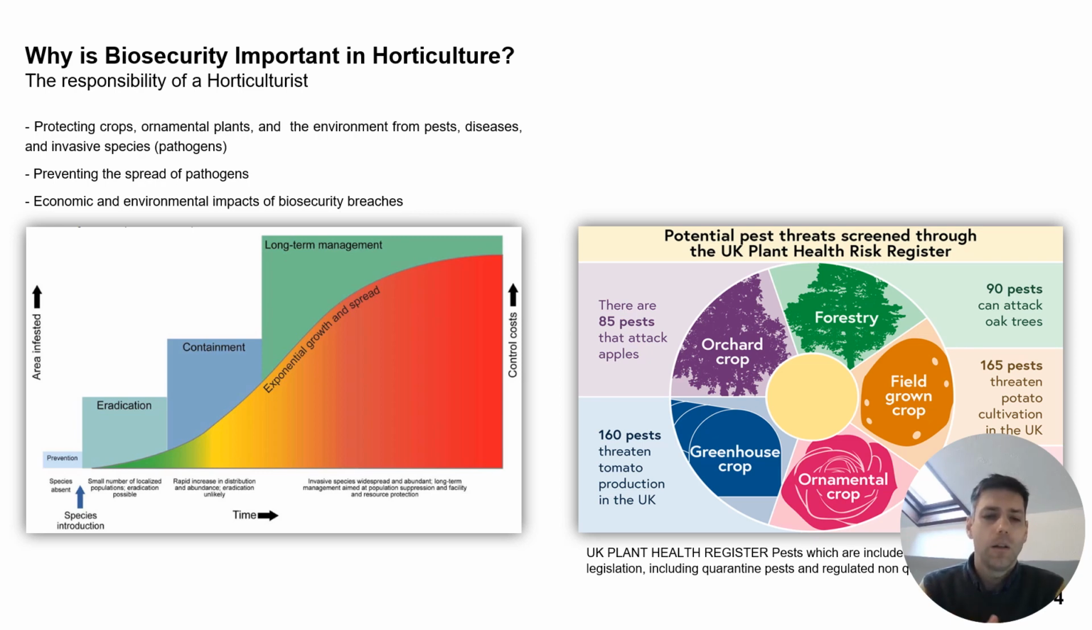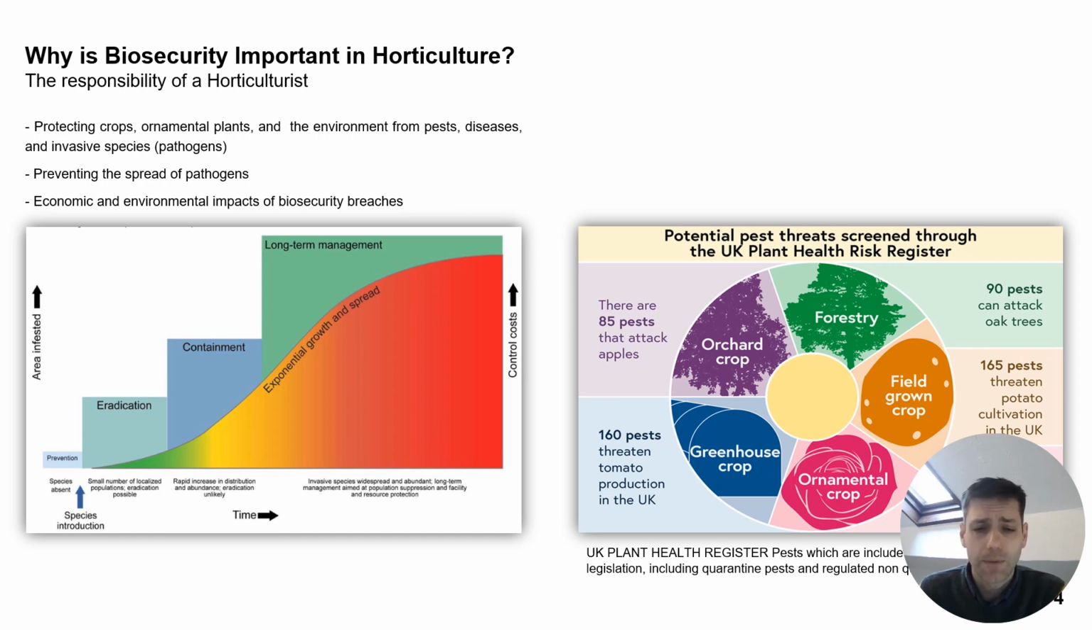Now, why is biosecurity important in horticulture? So horticulturists can help prevent the spread of pests and diseases and protect against the economic and environmental impacts of a biosecurity breach. Imported pests and diseases can have a huge negative consequence for the natural world, for horticulture and agriculture as industries, and ultimately the economy. So you can see that in the infographic above.